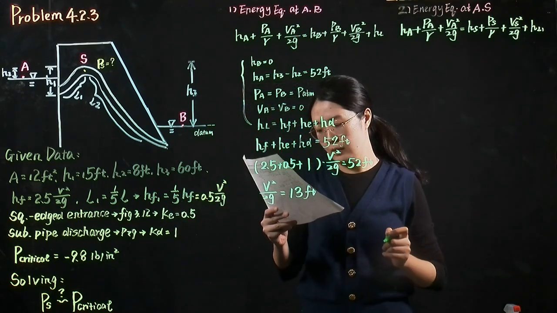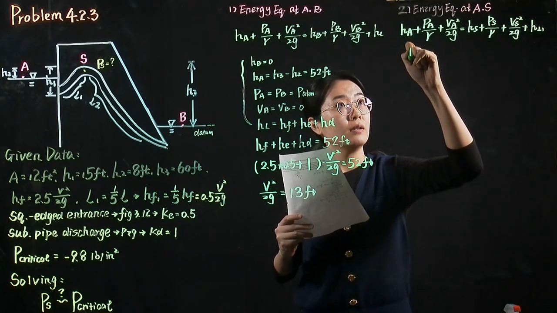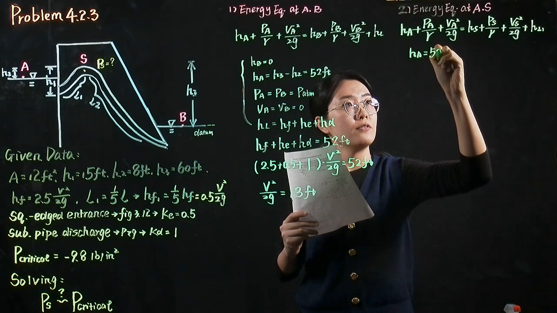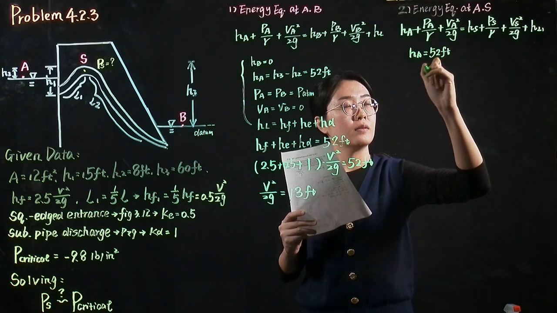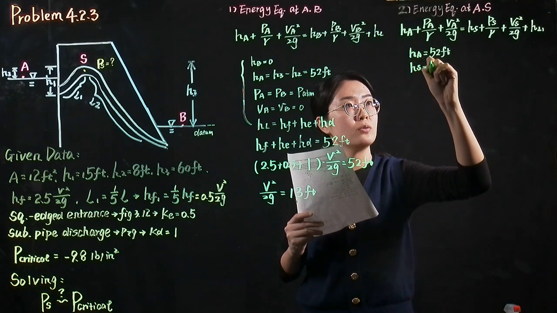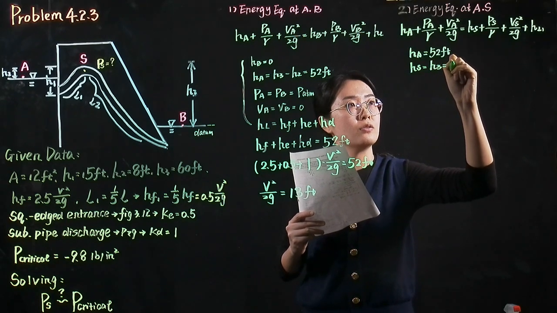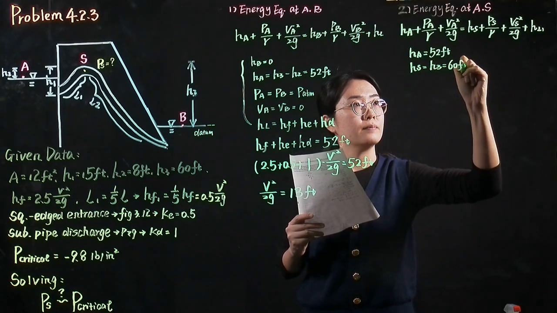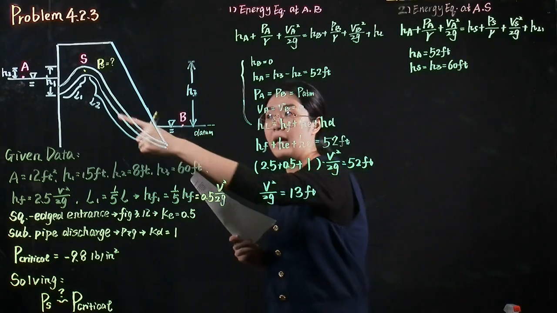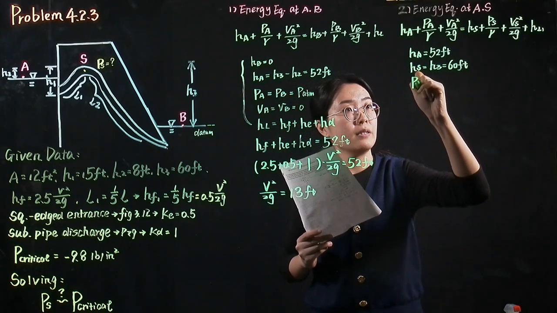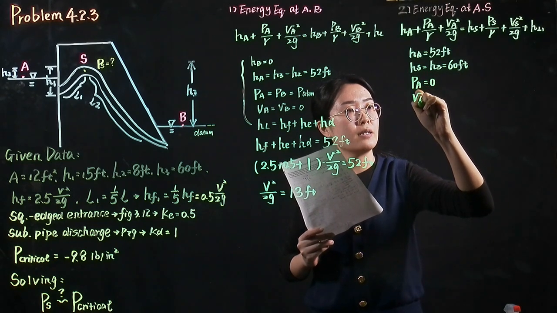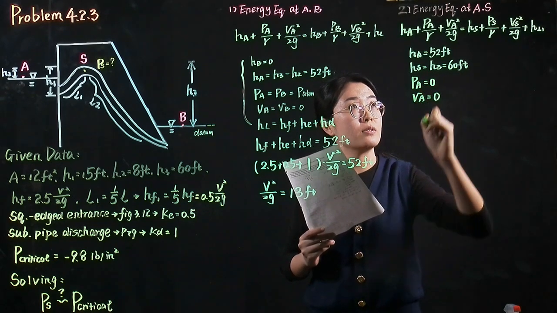And because we already know that HA equals 52 feet, HS equals H3, which equals 60 feet. The point A is at the surface, so PA is 0 and the velocity at point A is also equal to 0.